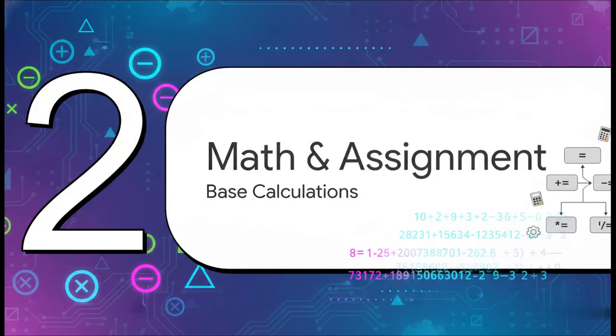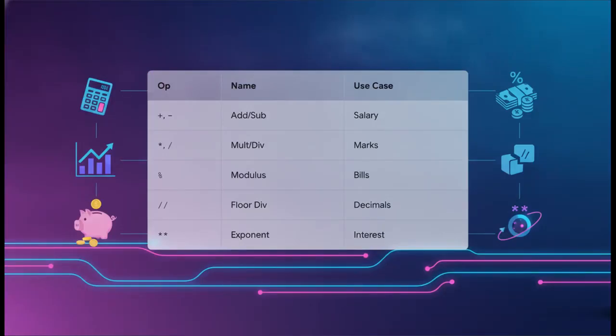Moving on to section 2, math and assignment operators, unlocking foundational calculations and automation. Let's explore arithmetic operators first. You're going to recognize the basics right away. The plus sign for addition, minus for subtraction, the asterisk for multiplication, and the forward slash for division. We use these all the time for everyday tasks, like calculating total exam marks or figuring out a base salary.